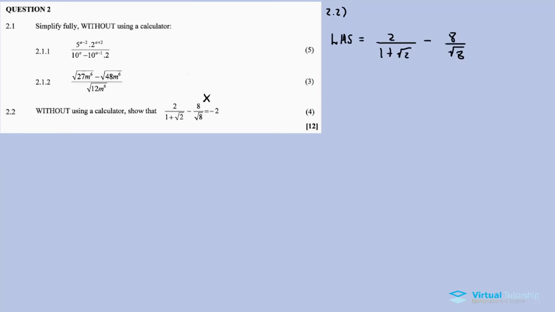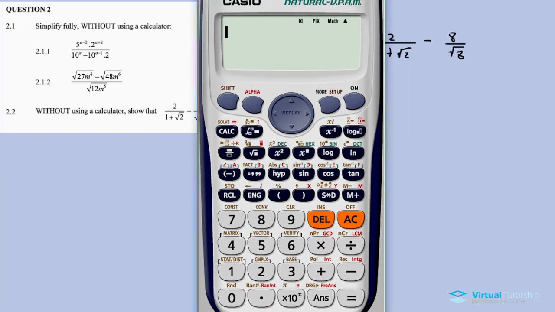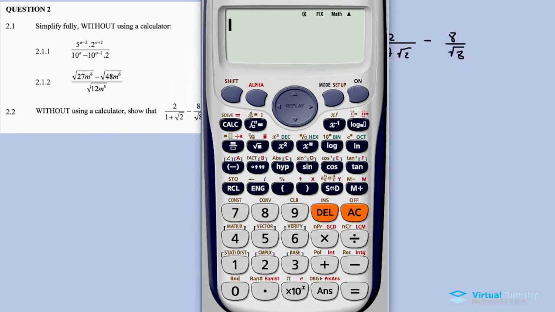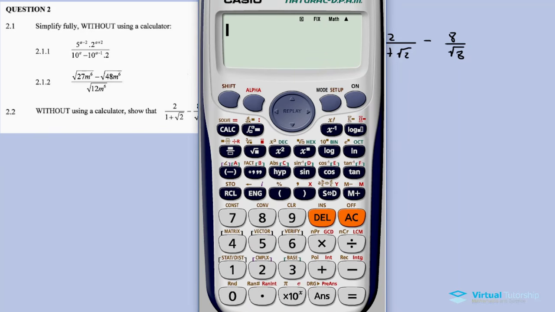The left hand side is equal to 2 over 1 plus the square root of 2 minus 8 over the square root of 8. Let me point out something here. With surds, there's something called rationalizing the denominator. Check this out again. A calculator always rationalizes fractions with a denominator that has a surd.